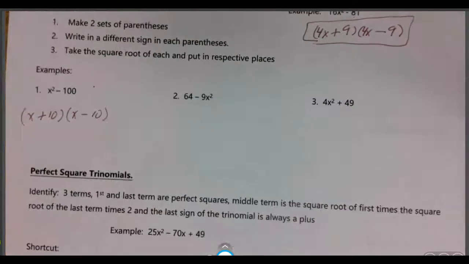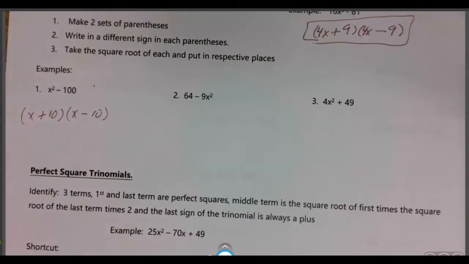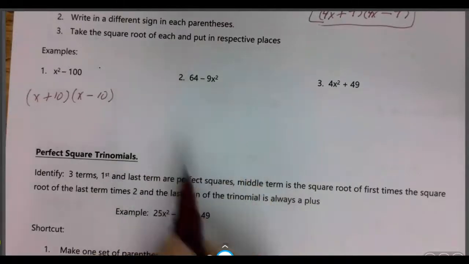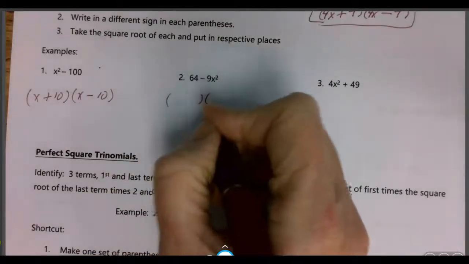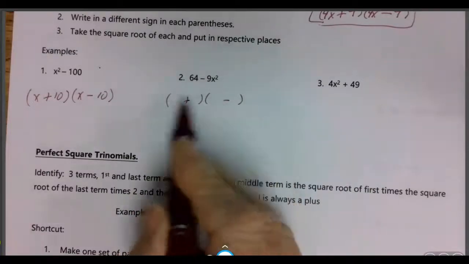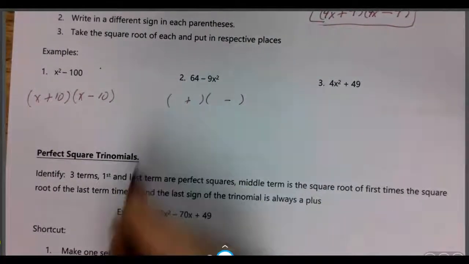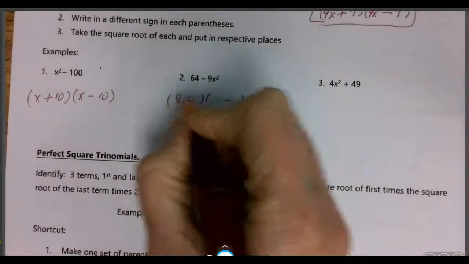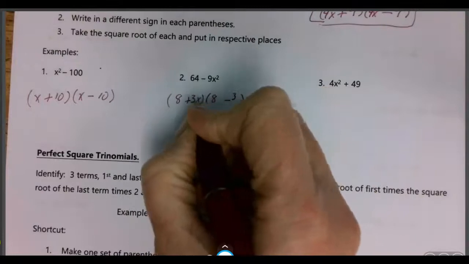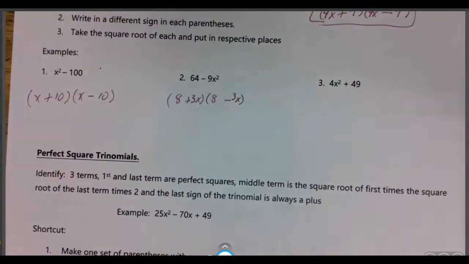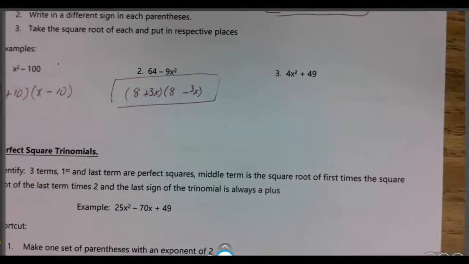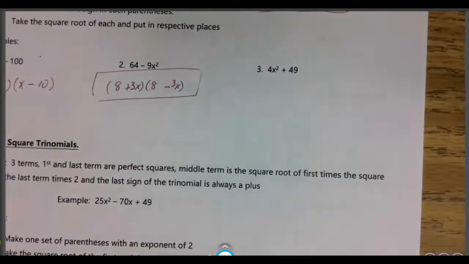Try this one. You try number 2. Don't rewrite it. Are they both perfect squares? Yes. Do I have a minus sign? Yes. So I have 2 sets of parentheses, 2 different signs. And you can go minus plus. It honestly does not matter. I just tend to go plus minus. Take the square root of 64, square root of 9, square root of x squared, and I'm done. So that shortcut is really handy. I love that one.